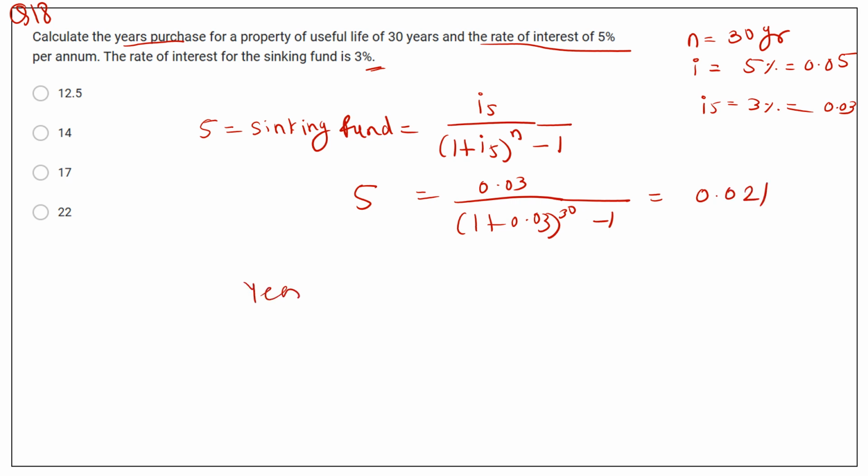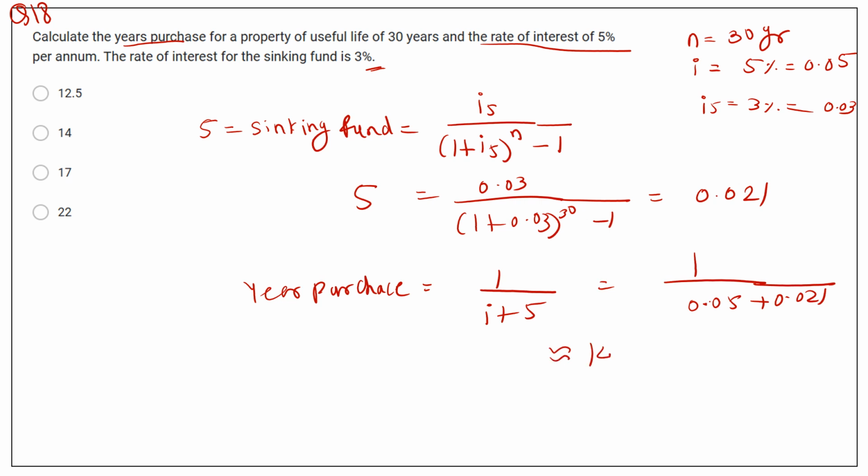Then year purchase is 1 divided by (I plus S). So here I is the rate of interest and S is the sinking fund. The rate of interest is 0.05 and the S value is 0.021. So here this year purchase is nearly equal to 14. In the options, 14 is in the second option. So option number 2 is correct.